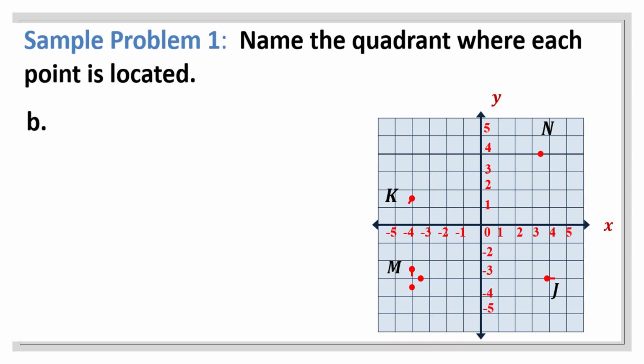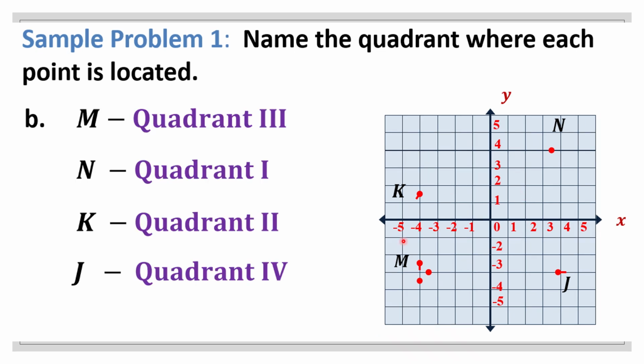Name the quadrant where each point is located. So we have M. The point M is located in the third quadrant. N is in the first quadrant. K is in the second quadrant, and J is in the fourth quadrant.